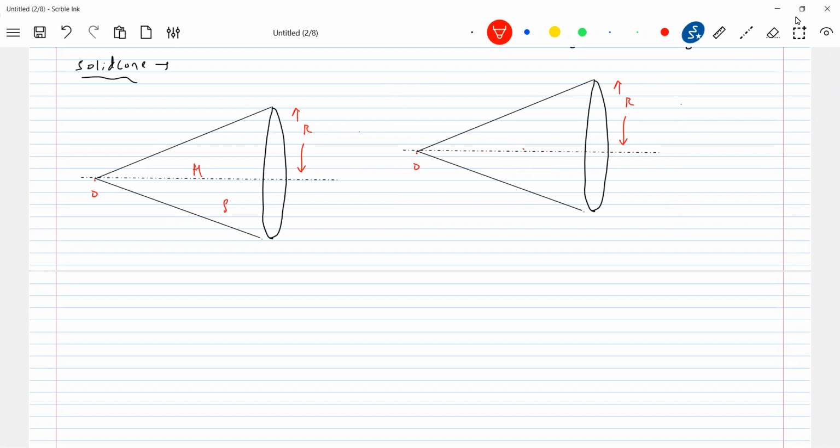This total height is h. Now, how to get that? What best can we assume? A circular disk. So we'll assume here a circular disk.